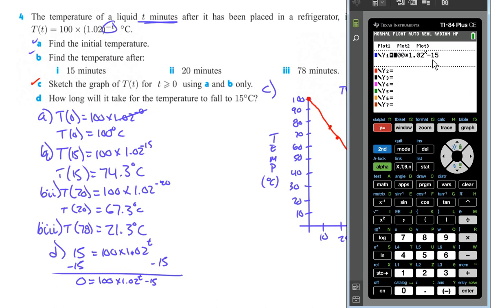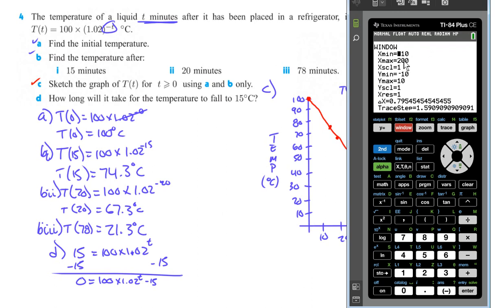1.02 to the x minus 15. Oh, part of the problem also is we want to know when that gets to 15. So we want to see when that thing hits the x-axis. So we have to figure this one out. Okay, so let's maybe put our x max on our window. Let's maybe go out to, I don't know, 500. That's a lot of minutes. But we can at least take a look and see if that thing ever crosses this x-axis when we want it to.